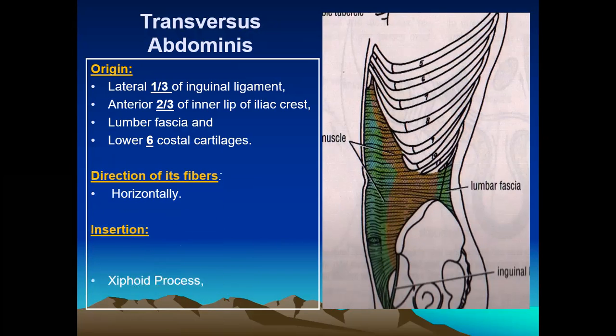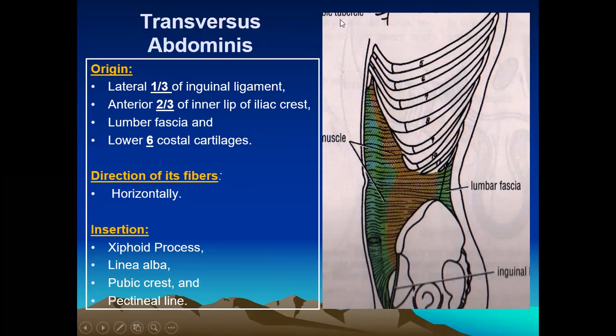The direction of fibers, as the name indicates, will be running horizontally because it is transverse. And the insertion will be similar: xiphoid process, linea alba, pubic crest, and pectineal line. All three muscles will be inserting into the xiphoid process, linea alba, pubic crest, and the pectineal line.